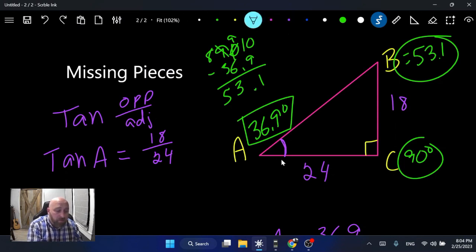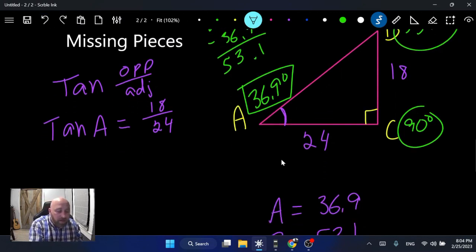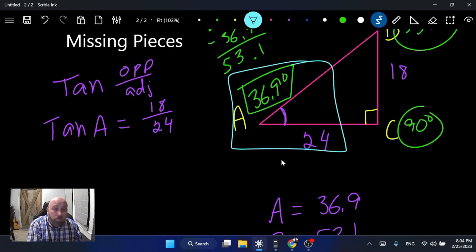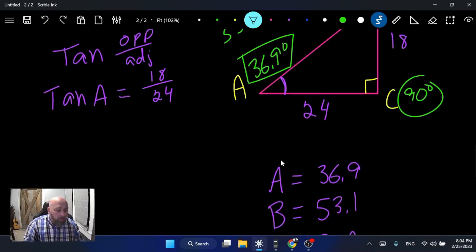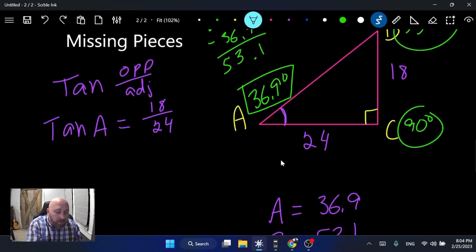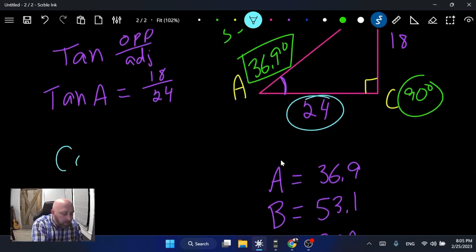Check this out, and I'm going to show you a trig equation that is going to allow us to figure this out. So here's what we have. Again, let's use A, and we'll use 24 this time. A is 36.9, and we have the adjacent, and we're looking for the hypotenuse. So what function uses adjacent and hypotenuse? Okay, that's right. The cosine is adjacent over hypotenuse.